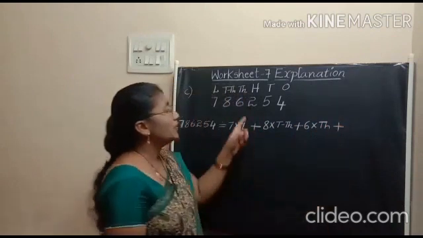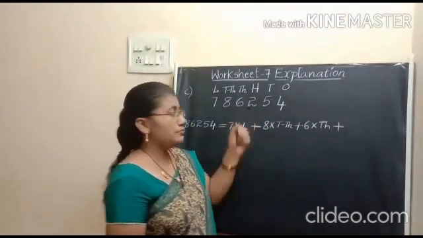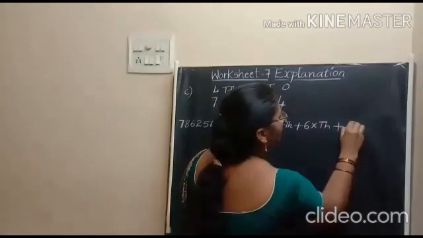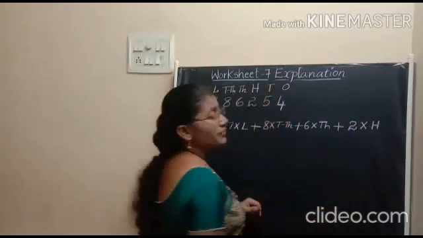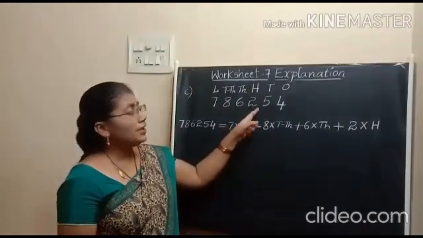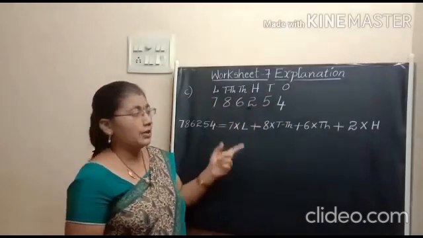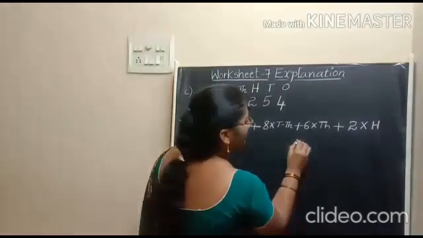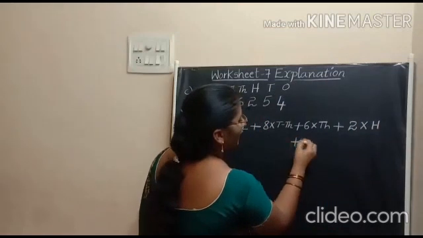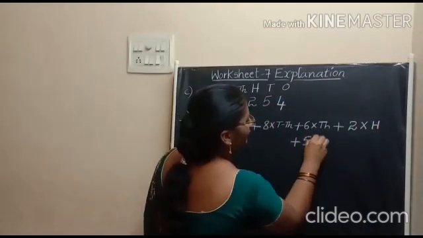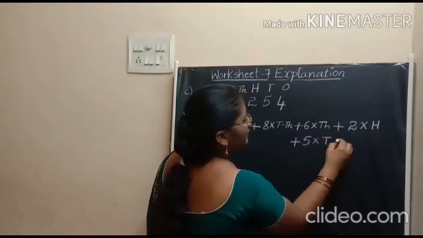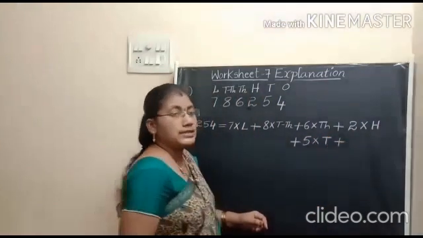Plus place value of 2, that is 2 into 100, H for 100. Now we have to take place value of 5. I am taking here place value of 5 is 5 into 10, 5 into T. T represents tens.